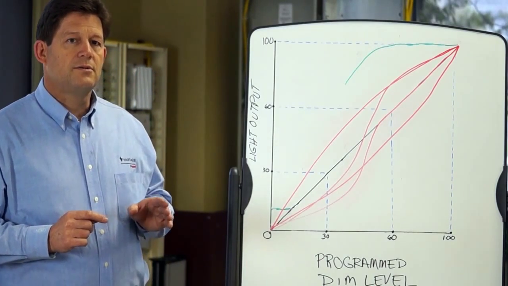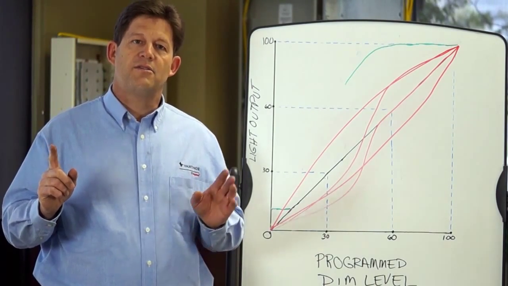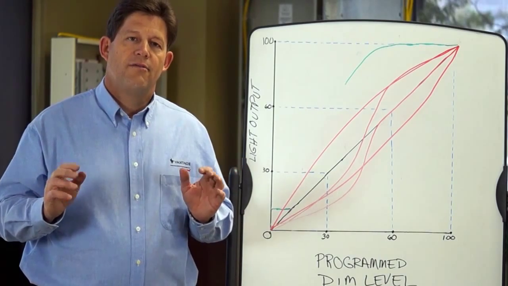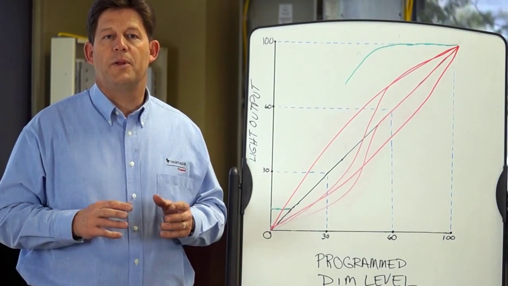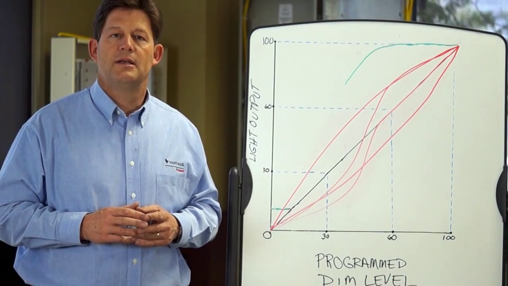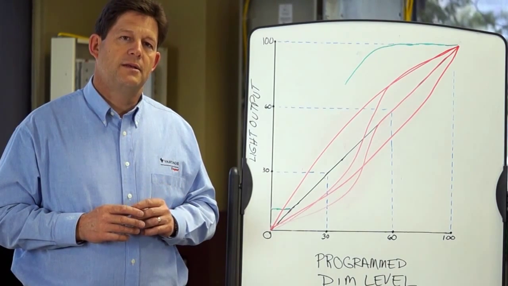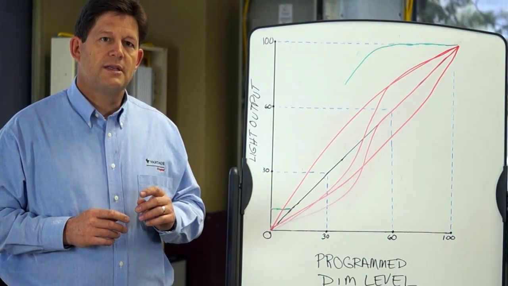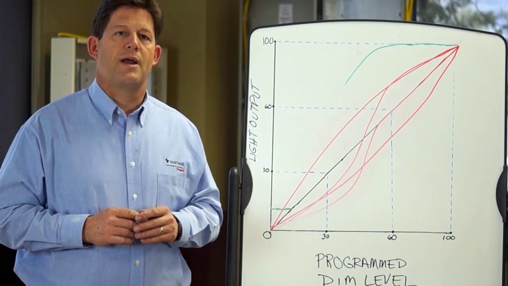So our objective is to adjust the transfer function of the dimmer against the fixed transfer function of the light. Vantage is unique in the industry for our ability to modify a dimmer transfer function. There are two separate ways that we accomplish this. The first and the simplest is called the adjust parameter.